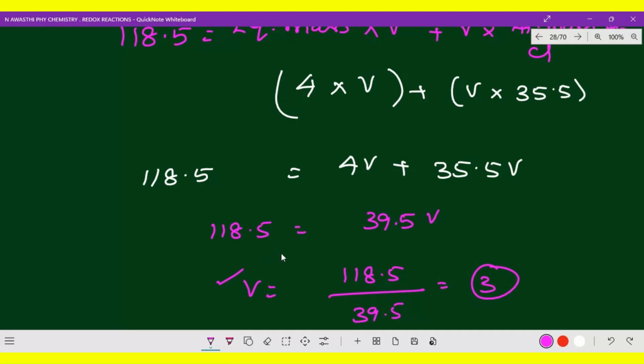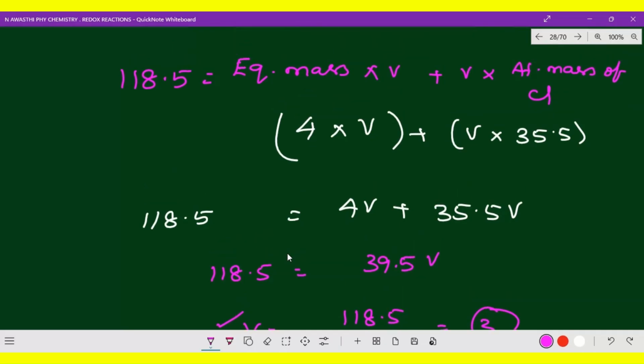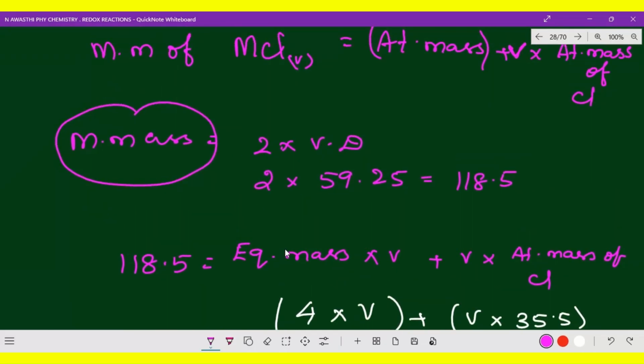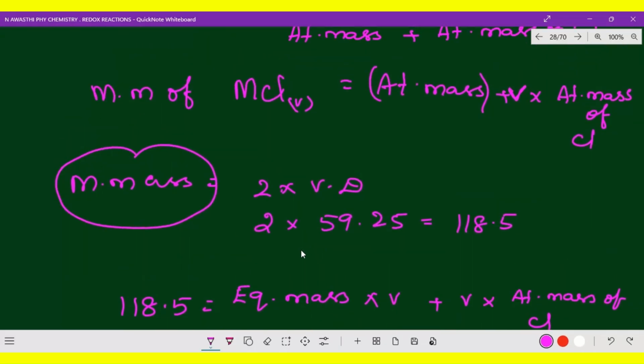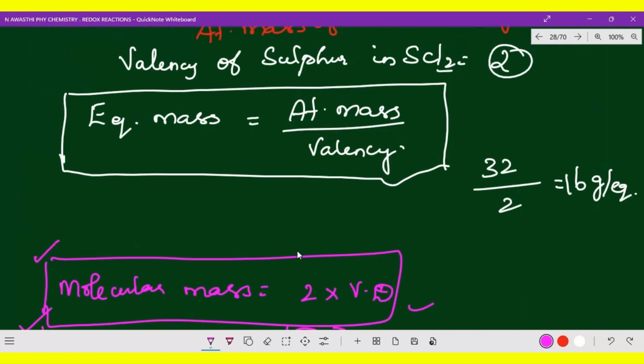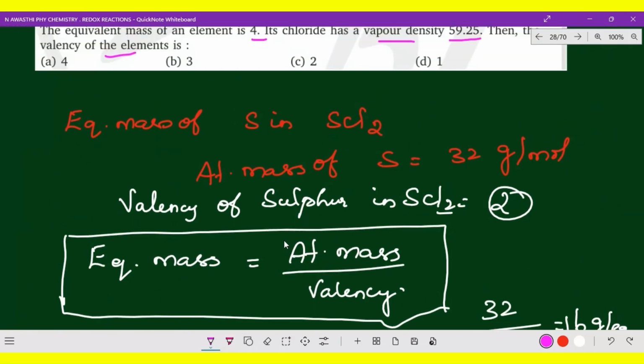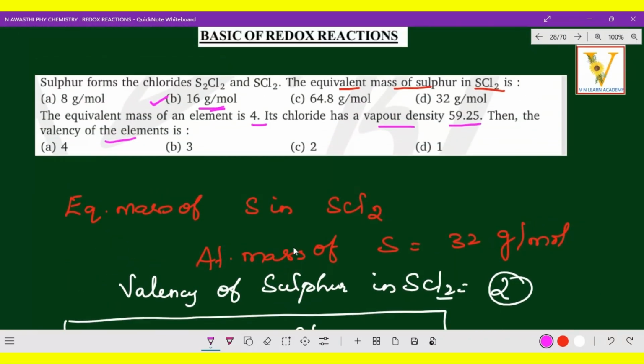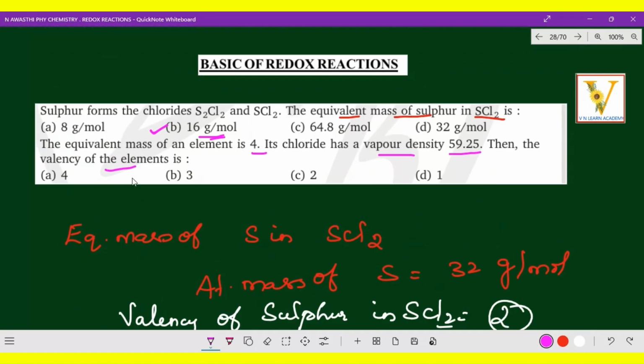I hope you got the clarity. How do we identify valency, equivalent mass, molecular mass, all these concepts? Come on, let me give you an idea. So what is the valency? It is 3. Let us check the options. Yes, we got that answer, 3. I hope you got the clarity. Option B, 3, is the correct option.